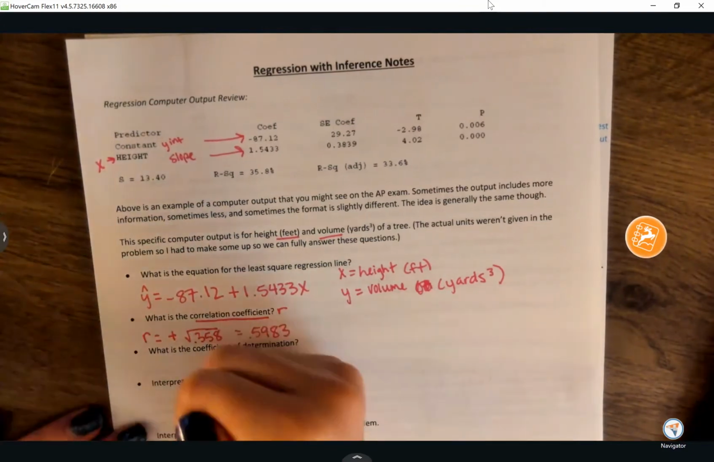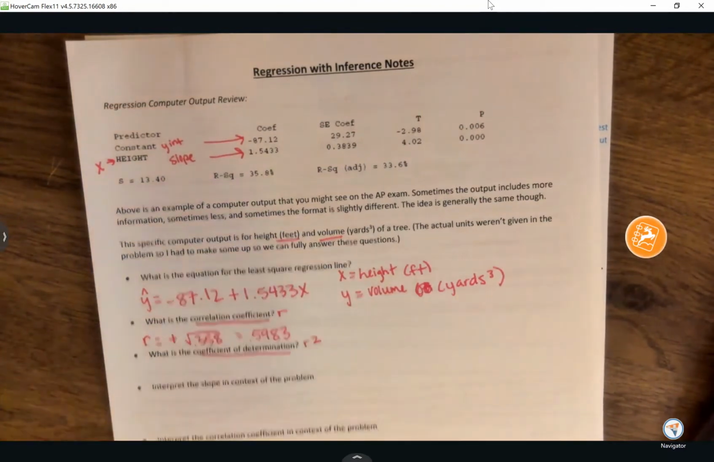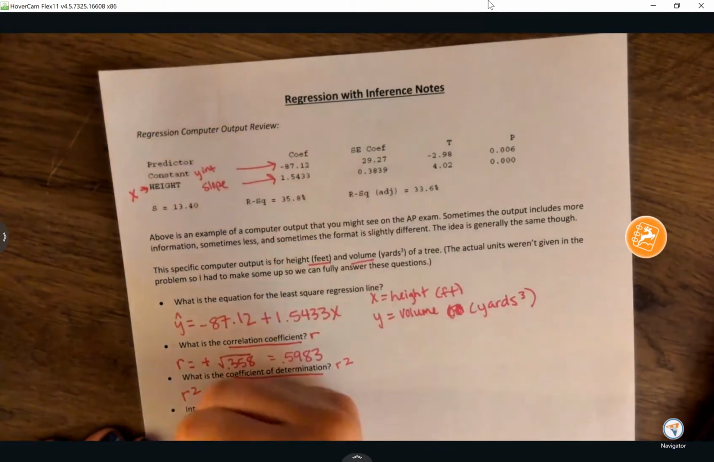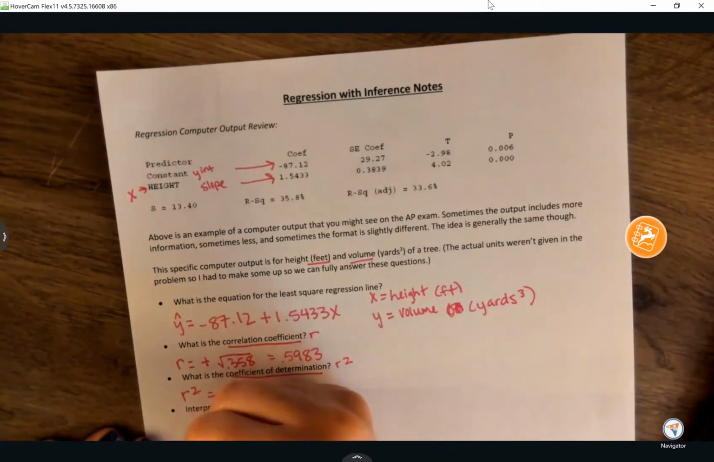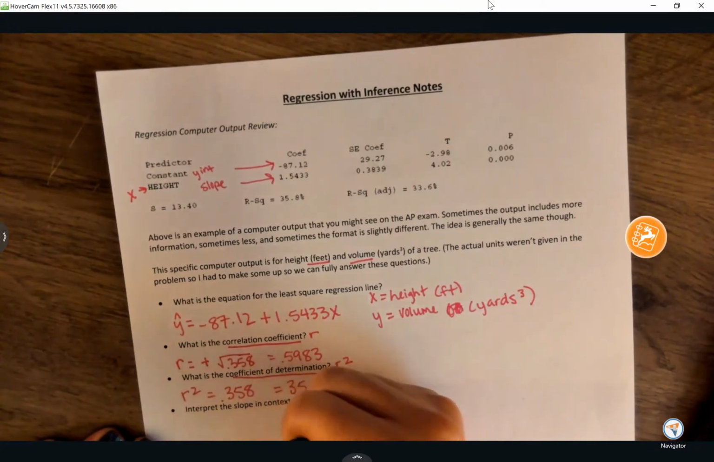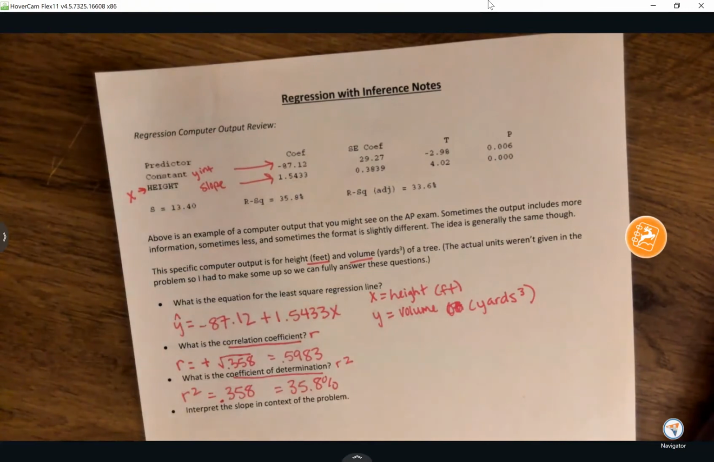The coefficient of determination is R squared, which we know R squared was given to us. It's 0.358. It can be written as a percentage if you prefer. Both of these would be considered correct.